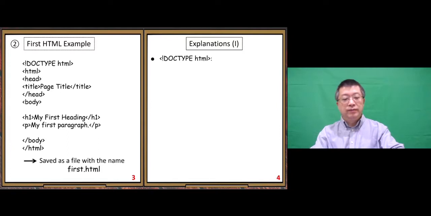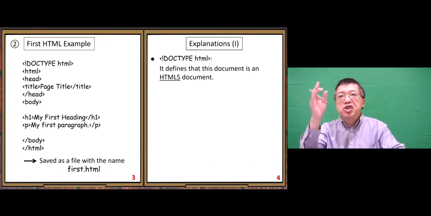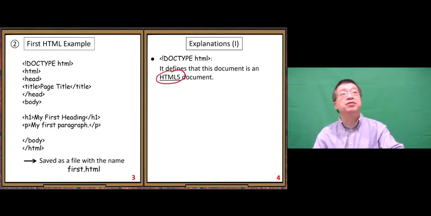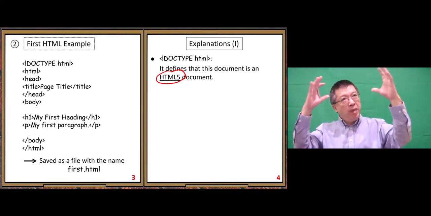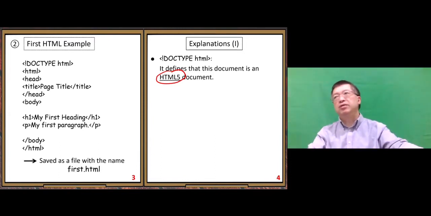The first one, this tag, this element, defines that this document is an HTML5 document. HTML5 is the current version of HTML. This version is a big improvement compared with HTML4; there are a lot of improvements. The new technology makes our page structure representation more powerful, so we can do a lot of things. That's why we should use HTML5.